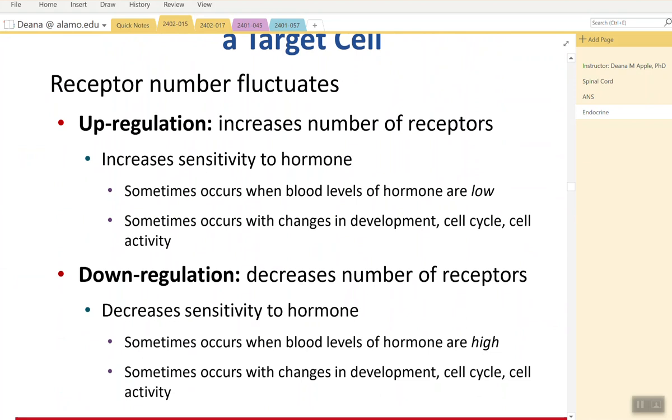Either of these can occur through developmental changes. They can occur with different patterns of cellular activity. They can occur at different stages in the cell cycle. But they always occur in response to the level of hormone that is present. Too much hormone, you downregulate receptors. Too little hormone and you upregulate receptors. Downregulation decreases sensitivity, upregulation increases sensitivity.